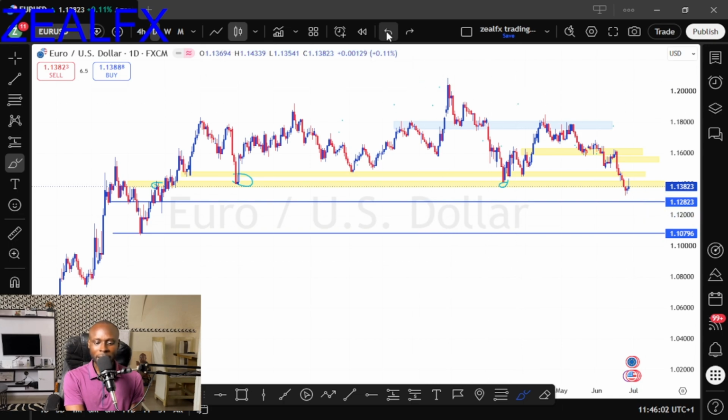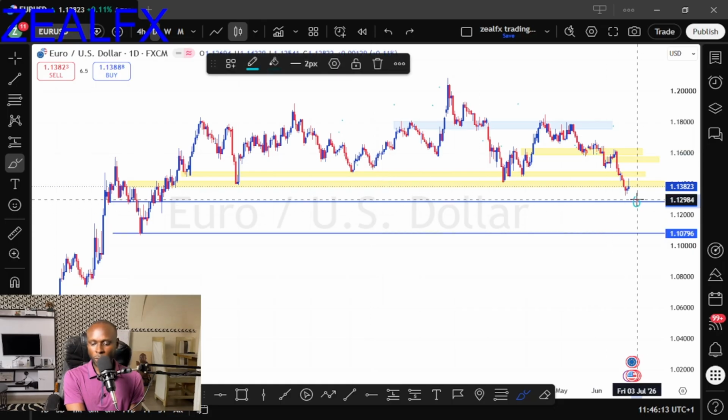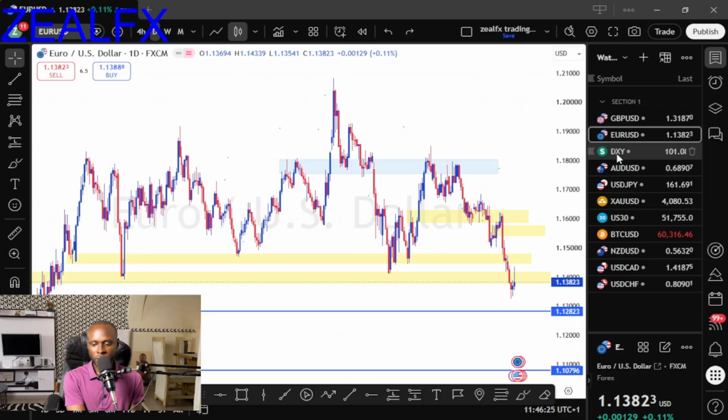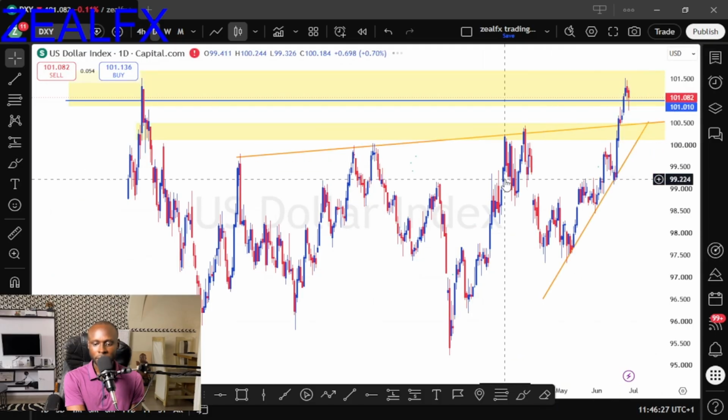Once we see price reacting to this level and failing to close above it, we start looking for our possible selling opportunity for more sell for Euro to this next daily support level, and a break of this support level might trigger more sell for the Euro USD. So expect more sell for the Euro USD this week. Let's look at our next pair, which is the dollar index.